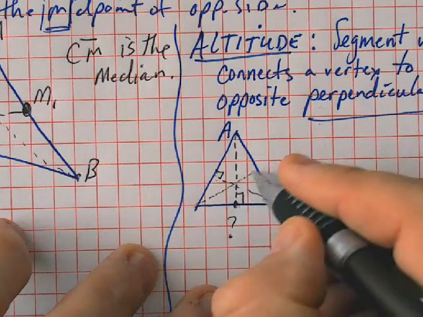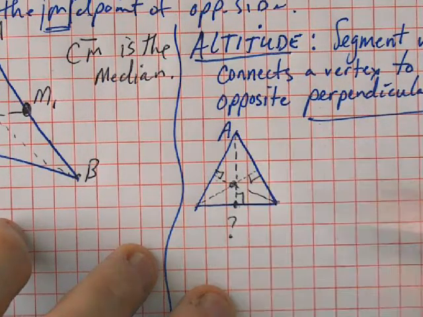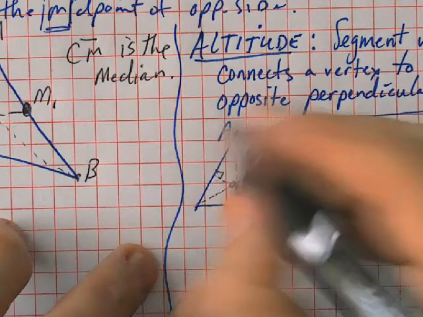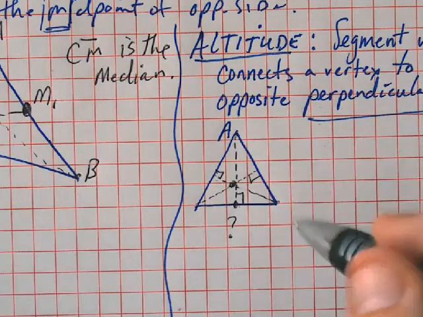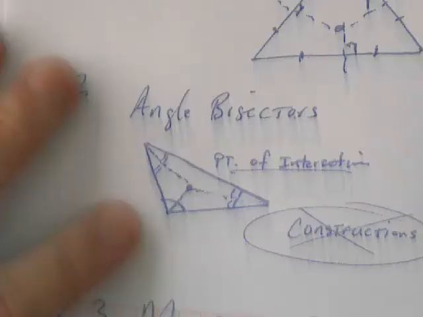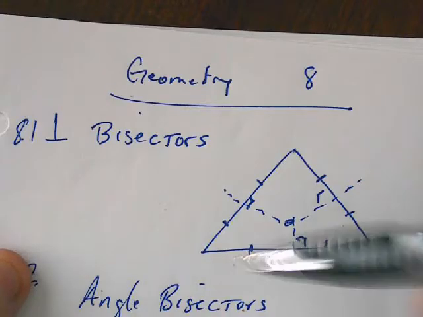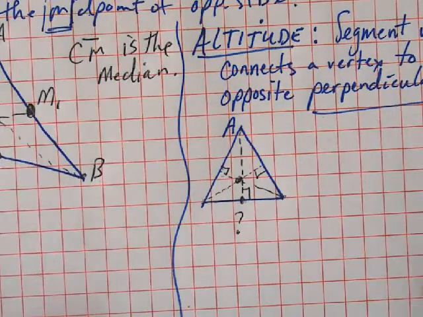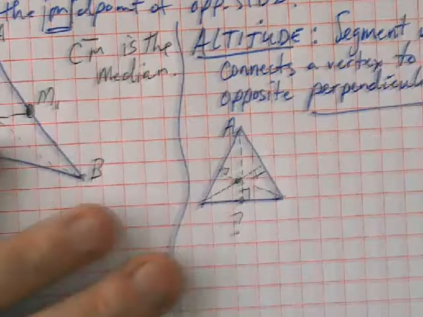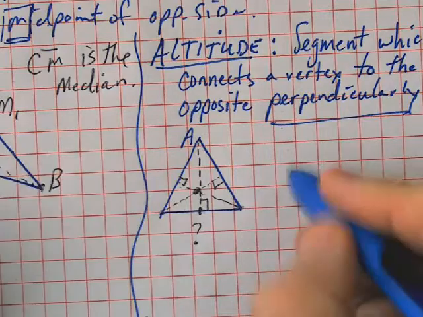Now I do know that they all intersect in a point again. All three altitudes, all three medians, all three angle bisectors, all three perpendicular bisectors, they all intersect. Which is kind of interesting to me, I think. Okay, let's take a look at an obtuse triangle.